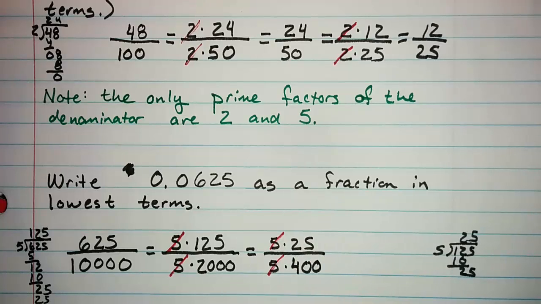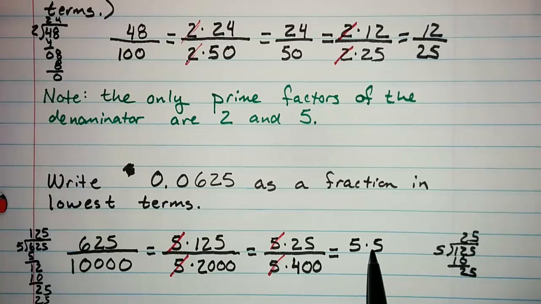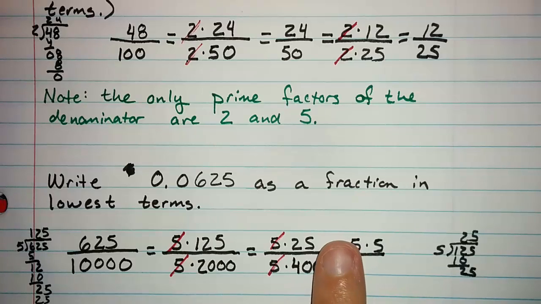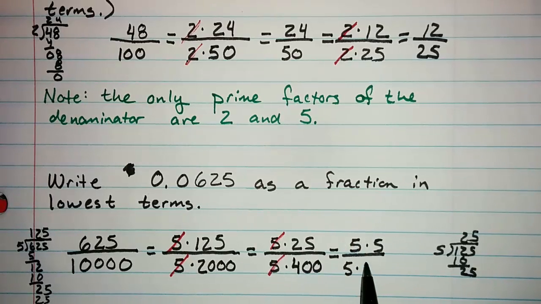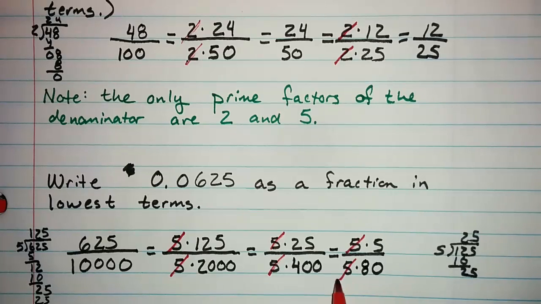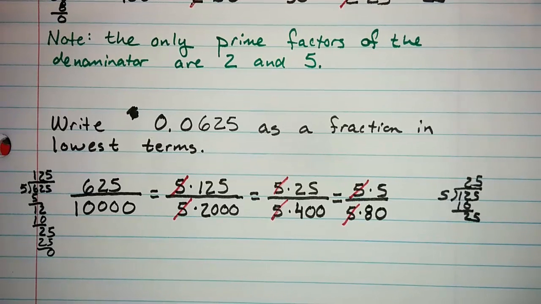Yet both of these numbers are still multiples of 5. 25 is 5 times 5. 40 is 5 times, 5 goes into 40 8 times. 5 times 8 is 40. 5 times 80 is 400. Cancel a common 5 again. Oh, 5 still goes into 80, doesn't it?